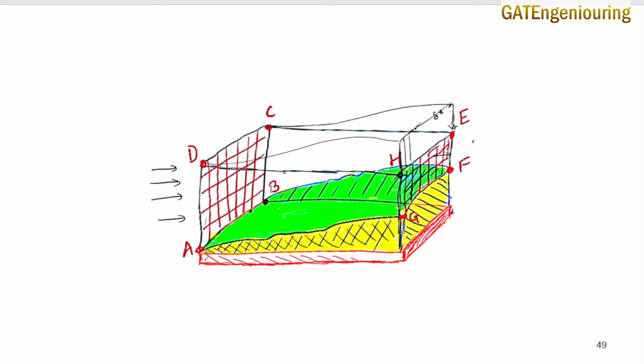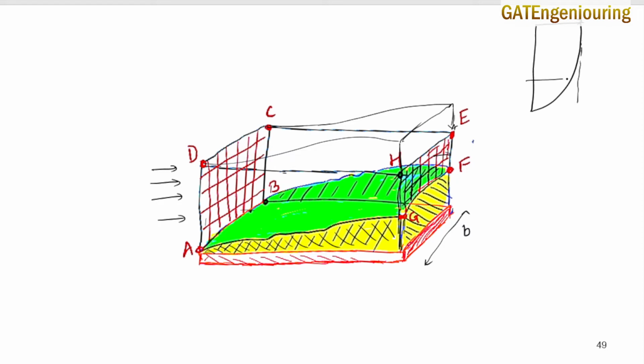I hope you understood what displacement thickness is. Now let's try to find the expression for displacement thickness. Let's say this is the width of the flat plate, B. Let me just draw the 2D diagram of it. This is the boundary layer, this is the velocity profile, and this is the free surface of the boundary layer where the velocity is u infinity.